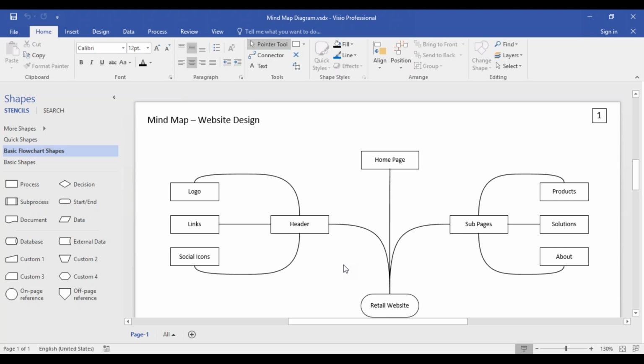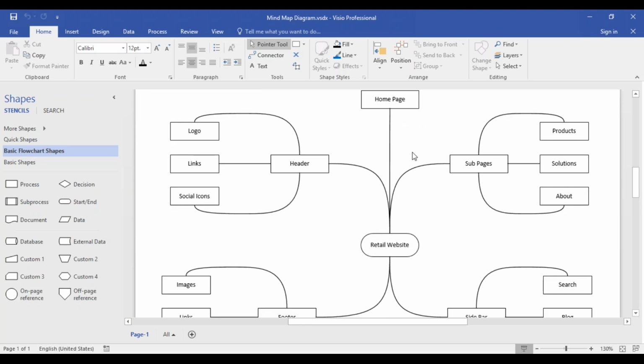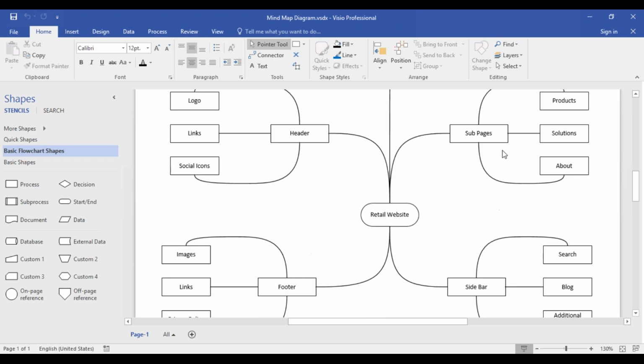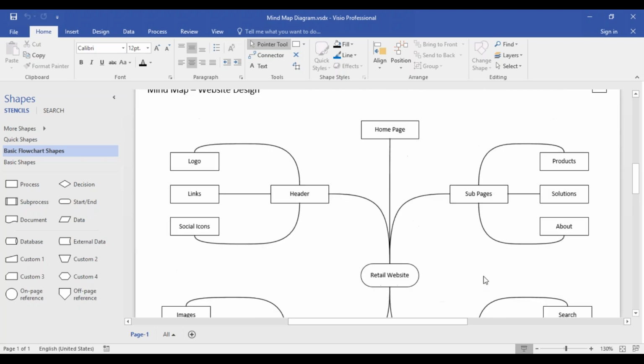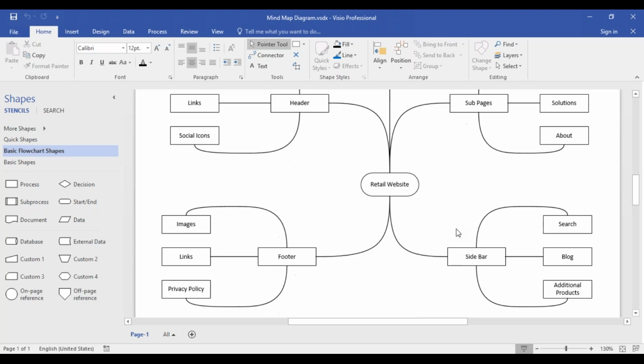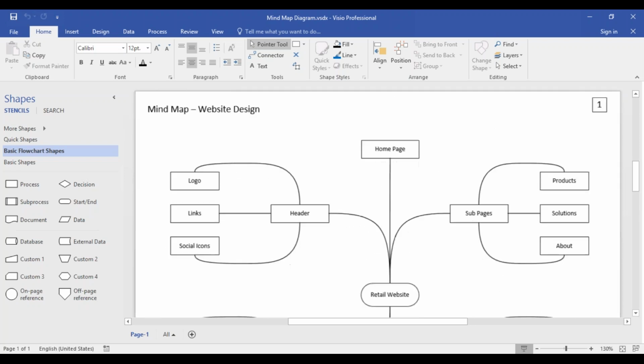So here is a mind map diagram for a website design. You have had a discussion with your stakeholder, point of contact. They have given you the requirement of how the new website should look. It's a retail website, and they're asking for a home page. The home page should contain a header, footer, sub pages and a sidebar, navigation bar. So it is only for one page, the home page, that you have created of what you have understood.